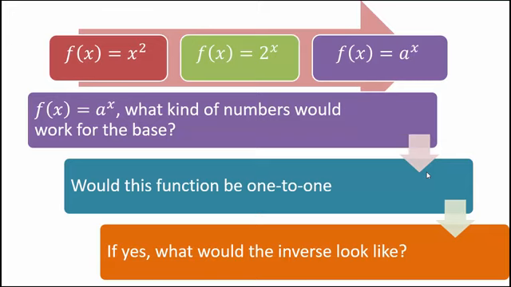Well, that causes its own problem. 0 to any power would be 0, but 0 to the power 0 is undefined, right? So what about a equals 1? Well, 1 to any power would be 1. So that's not very exciting. So the base a can be any number between 0 and 1 or bigger than 1. That's when some interesting things happen.